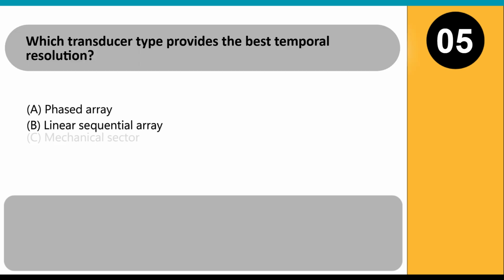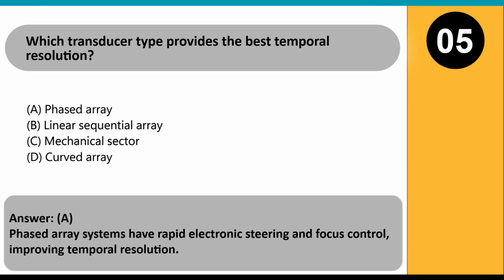Which transducer type provides the best temporal resolution? A. Phased array. B. Linear sequential array. C. Mechanical sector. D. Curved array. Answer A. Phased array systems have rapid electronic steering and focus control, improving temporal resolution.